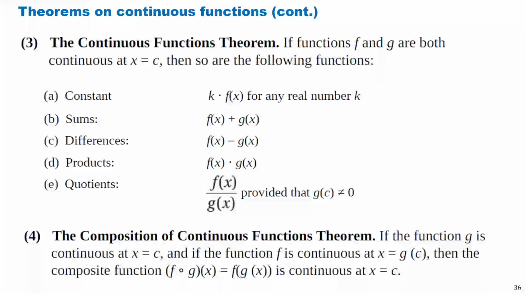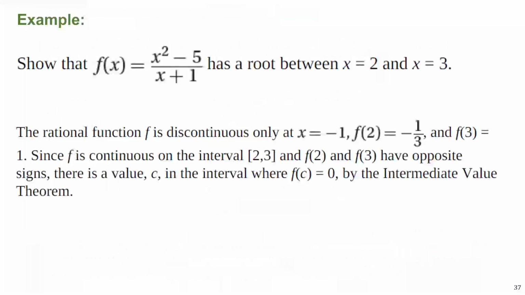And number 4, the composition of continuous functions theorem. If the function g is continuous at x equals c, and if the function f is continuous at x equals g(c), then the composite function f of g of x is also continuous at x equals c. Are you clear? All right, if you're already clear with this, let's have a look at an example to check and understand.